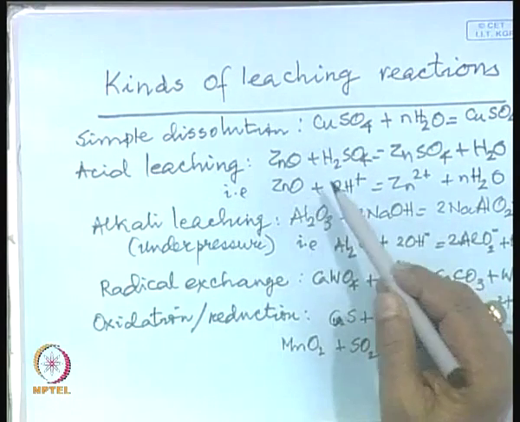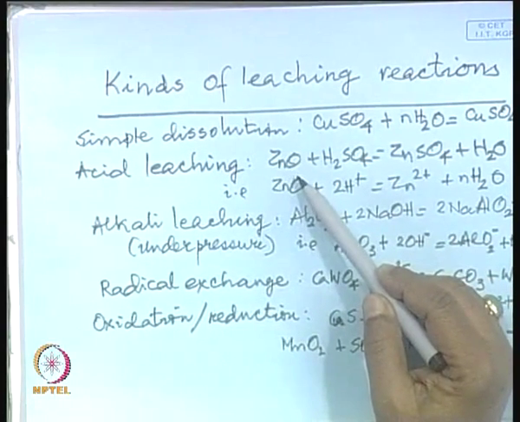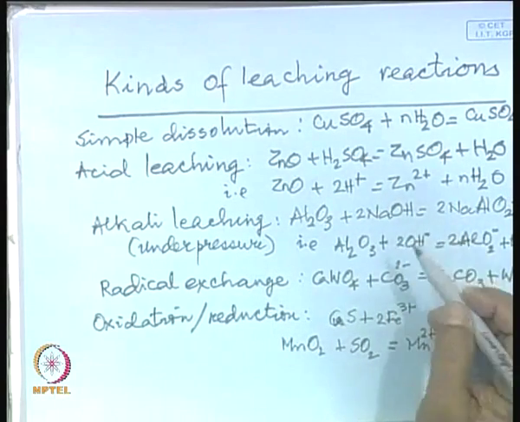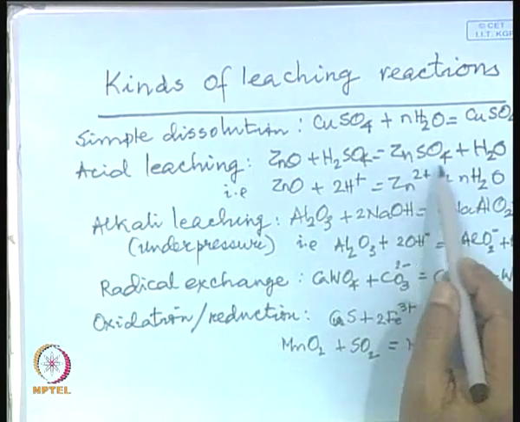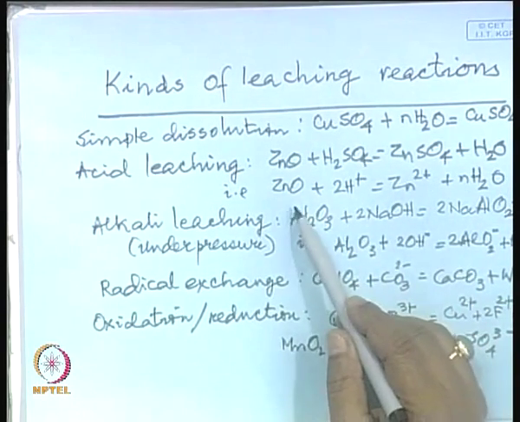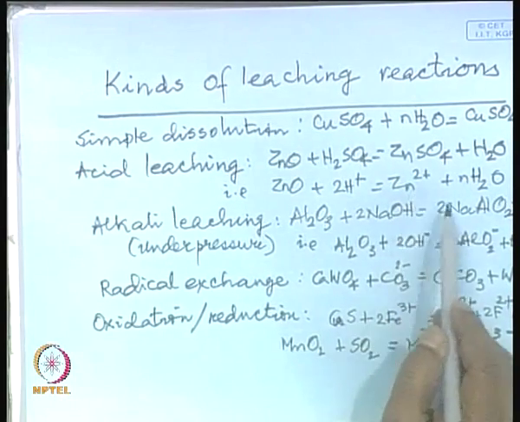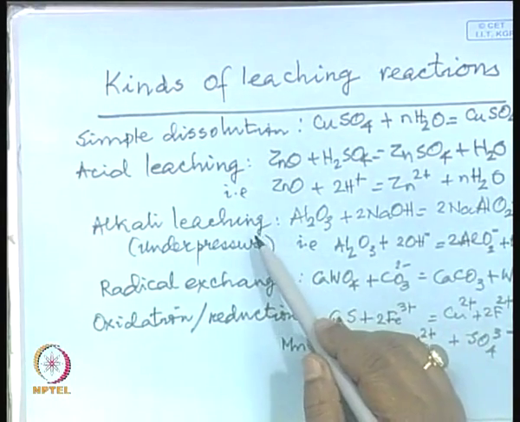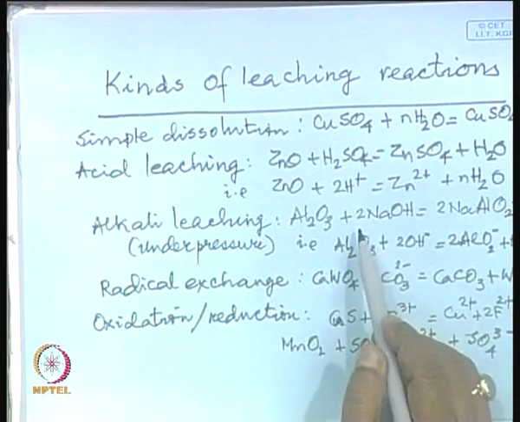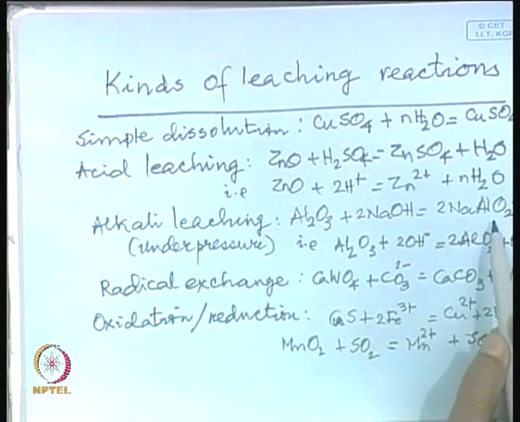Acid leaching, there are many examples of acid leaching. Roasted zinc sulfide will be ZnO, that will be leached by dilute sulfuric acid to produce zinc sulfate in solution. In ionic terms, you can write it like this: ZnO plus 2H+ to give you zinc ions and water. There can be alkali leaching, and I referred to alumina. That alumina can be leached by sodium hydroxide to produce sodium aluminate in solution.